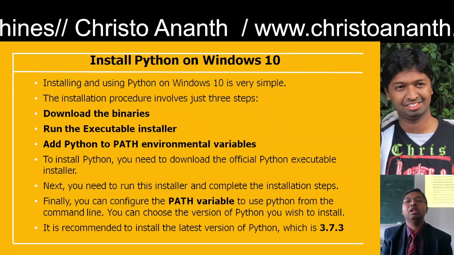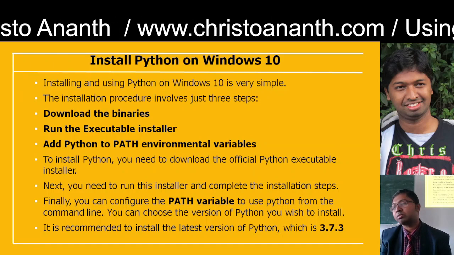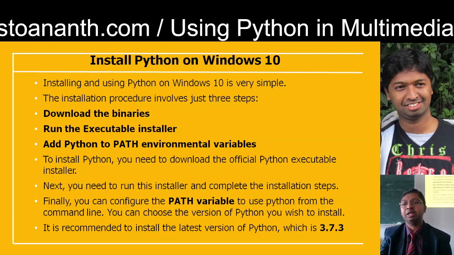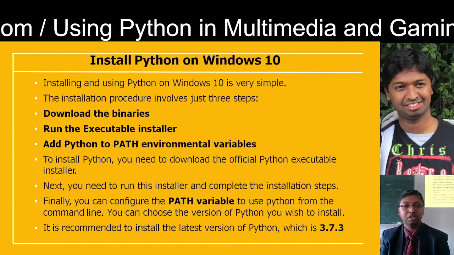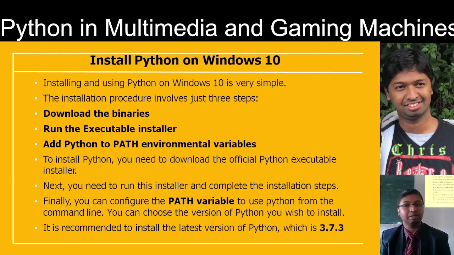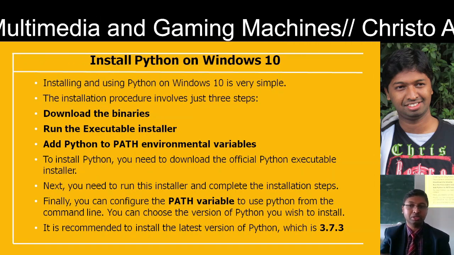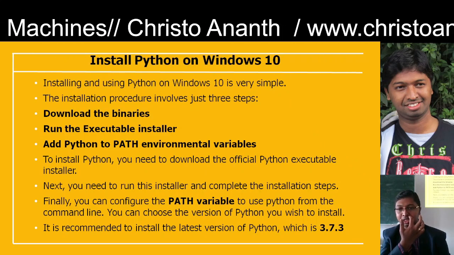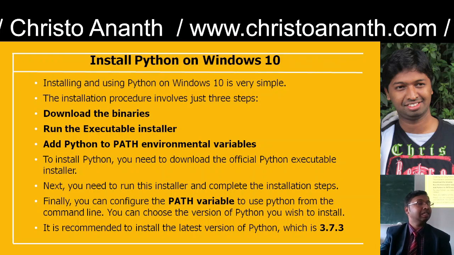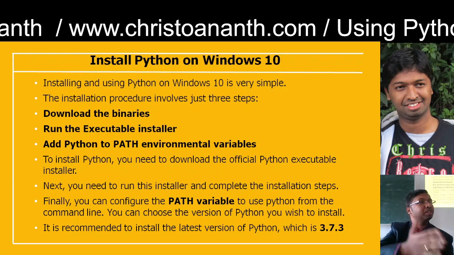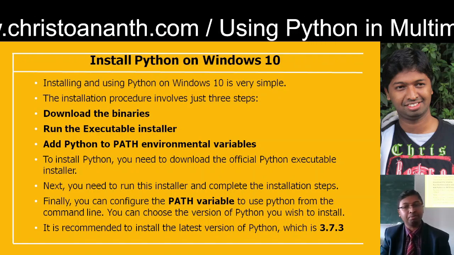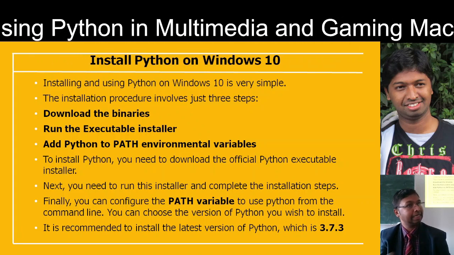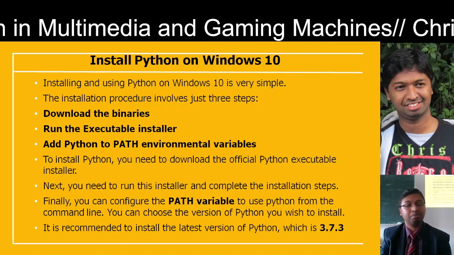In order to install Python, you have to download the official Python executable installer, run the installer and complete the installation steps. Finally, you can configure the Python variable to use Python from the command line, and you can choose the version of Python you want to install. In earlier classes we saw 2.7, 2.8, but now we have upgraded to the new version. So it's recommended to install the latest version of Python, like 3.7.3.